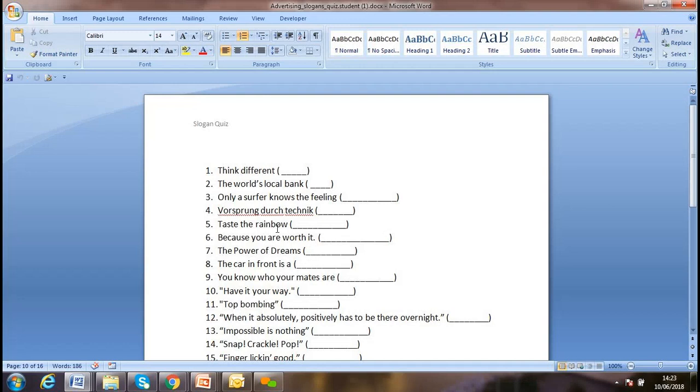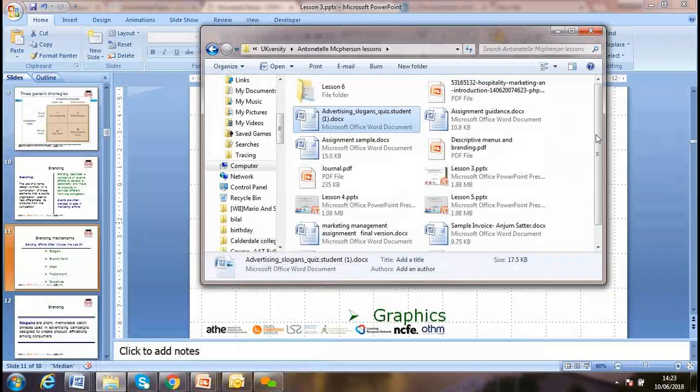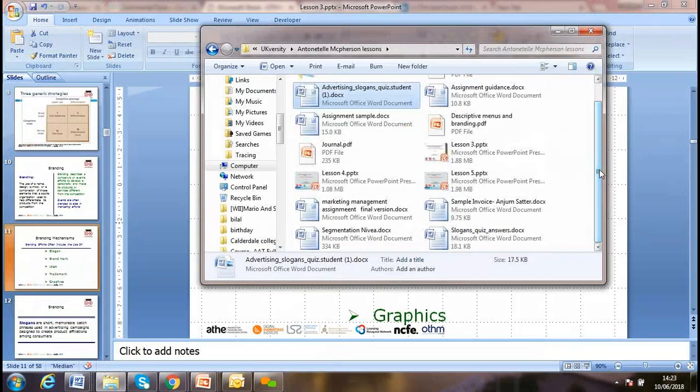No. Okay, but more like I got it, like how McDonald's has "I'm loving it," and all the different brands have a slogan. I understood. Okay, great. So I'll show you these slogans, where they came from, and what these companies are.